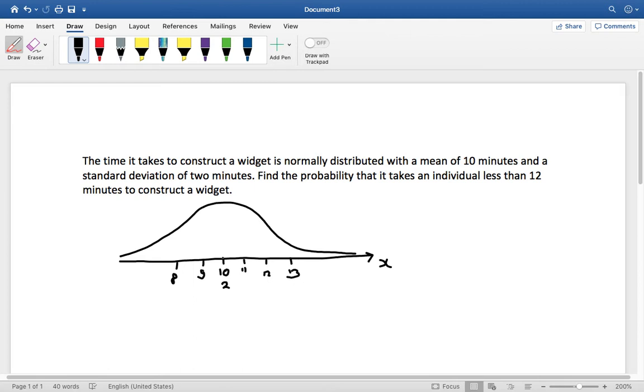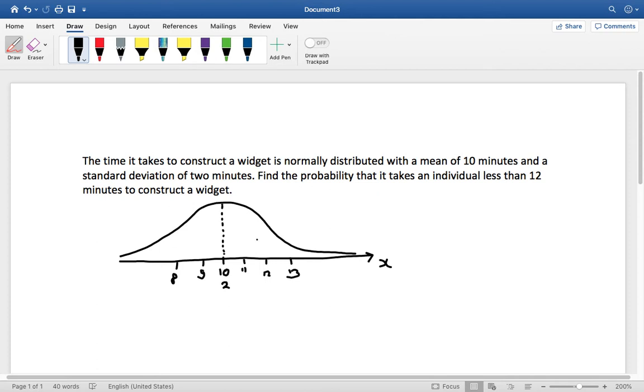Because it's normal, the most frequently seen response is 10. So most people it takes 10 minutes to put it together. The mean is also 10, and the median is also 10. So remember, the mean, the median, and the mode for a normal distribution are in fact the same thing, and in this case it's 10.